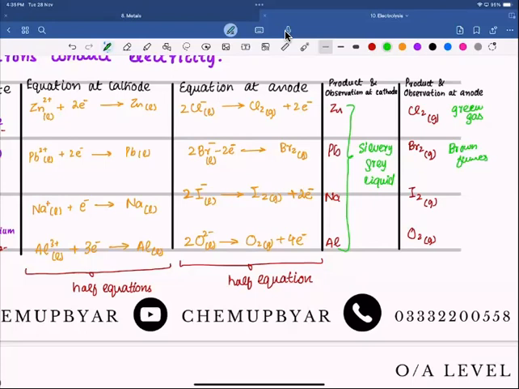What is the color of iodine? Yes, anyone? As a gas, it's purple. As aqueous, iodine is brown, and as a solid, it's gray-black, grayish. So iodine has three different colors in three different states. When it's solid, it's gray-black. When it's aqueous, it's a brown solution, and when it turns gas, you are going to see purple fumes.